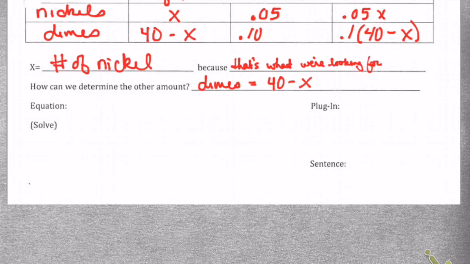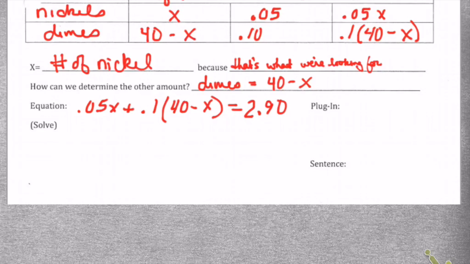So I can take my 5 cents times X plus my 0.1, or 10 cents, times 40 minus X, and if I add those values together, I get my whole money amount, which is $2.90. And then I want to solve that equation. Again, pause the video, see if you solve, and then check in and see if you get a match.